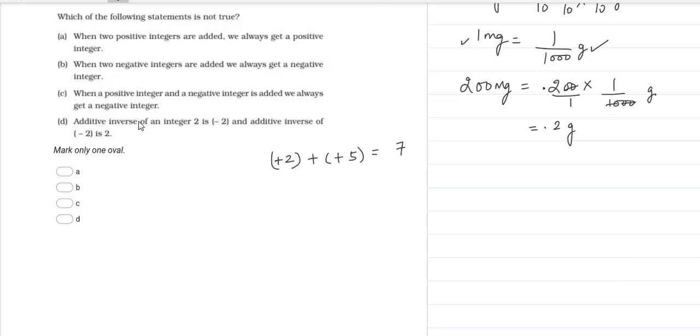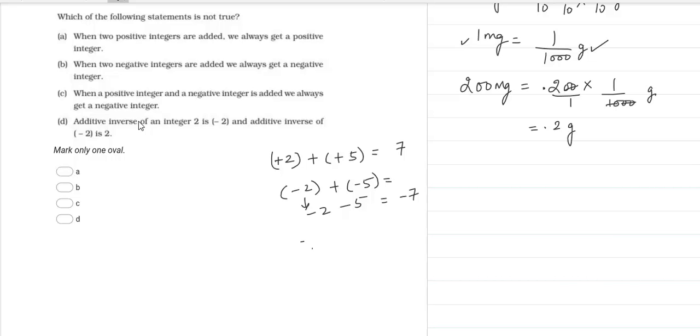Then we have, when we add two negative numbers, suppose I take this case. In this case, you can check, if you open the bracket, it becomes minus 2. Plus into minus is minus only. So the answer is always negative. When you add two negatives, the answer is always negative. Last, option C is saying, when a positive integer and a negative integer are added, we always get a negative integer.